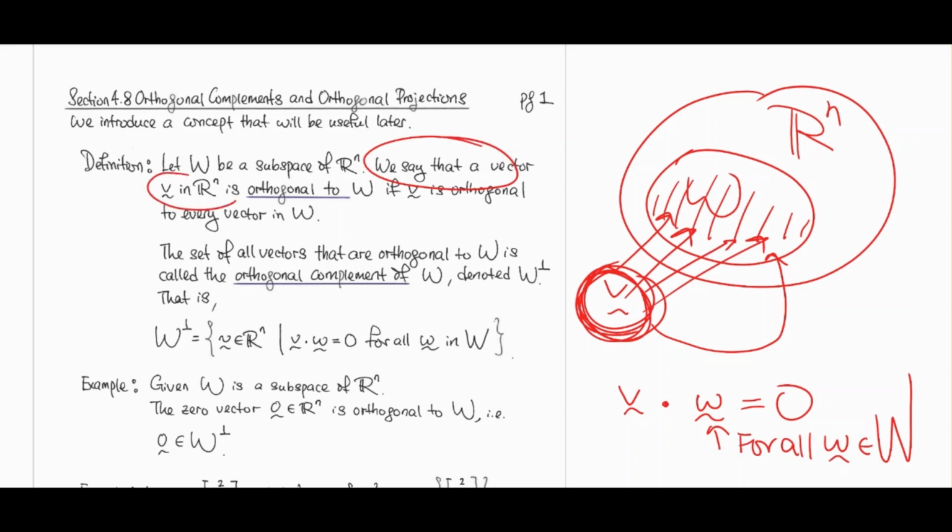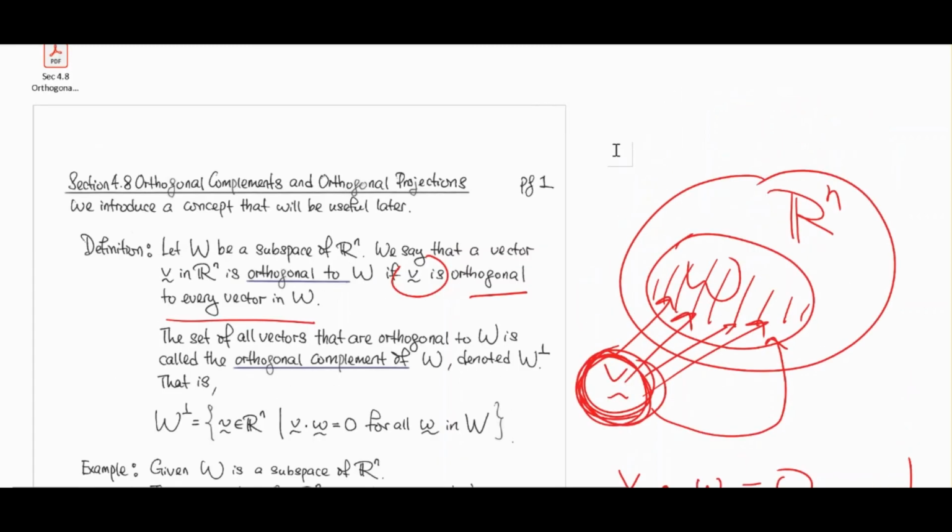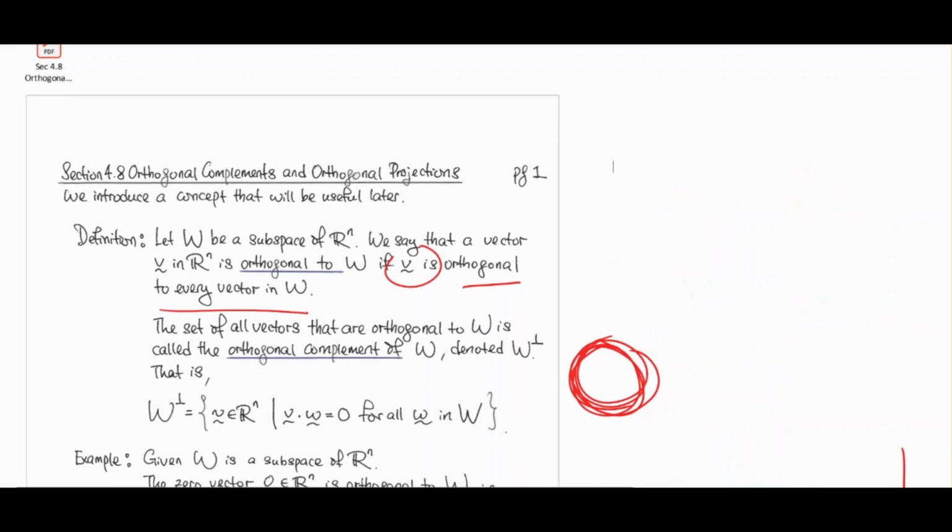A vector V in Rn is said to be orthogonal to a space, okay? This is something that is new. We haven't done it before. So a vector V in Rn is orthogonal to a vector space W if this vector V is orthogonal to every vector in W. All right, so let me ask you a very quick question right here. Okay, so let's redraw this picture one more time.